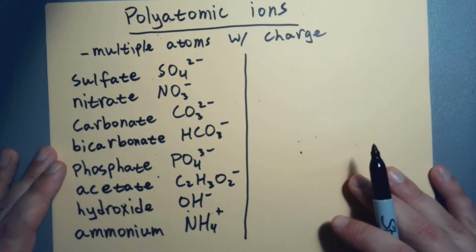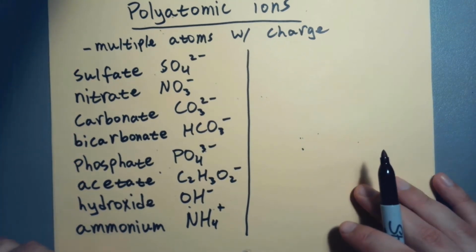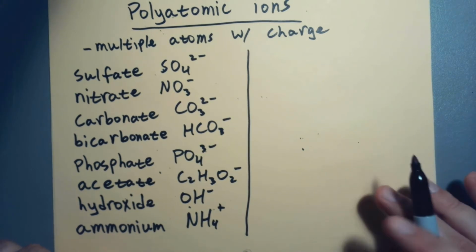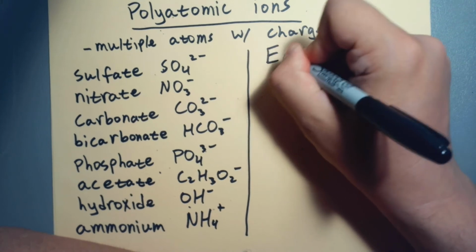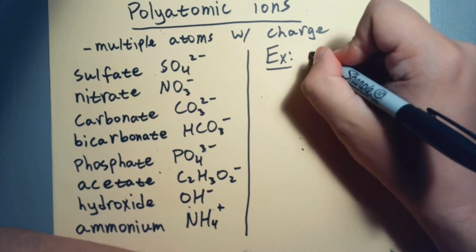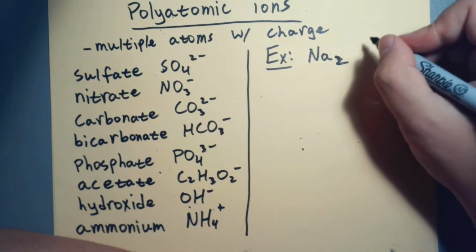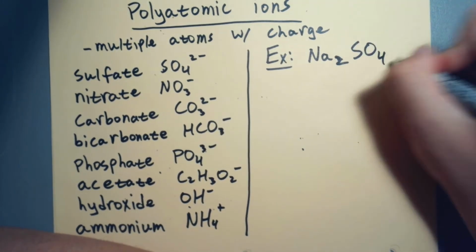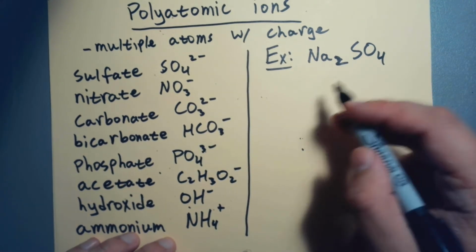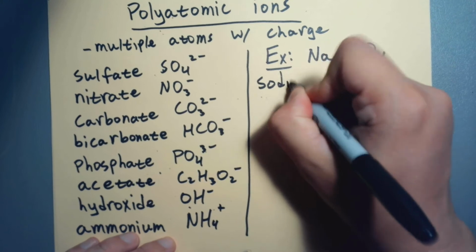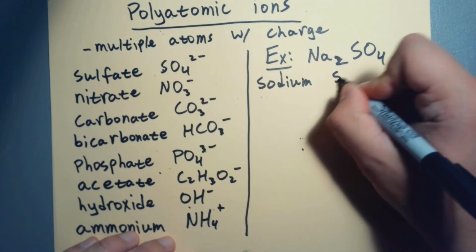One cool thing about these is that this is the name of the ion. We don't need to change any endings or anything like that. So for example, if you see something like Na2SO4, what do we name that? Well, guess what that is? That is the sodium ion. So sodium SO4, that's sulfate.